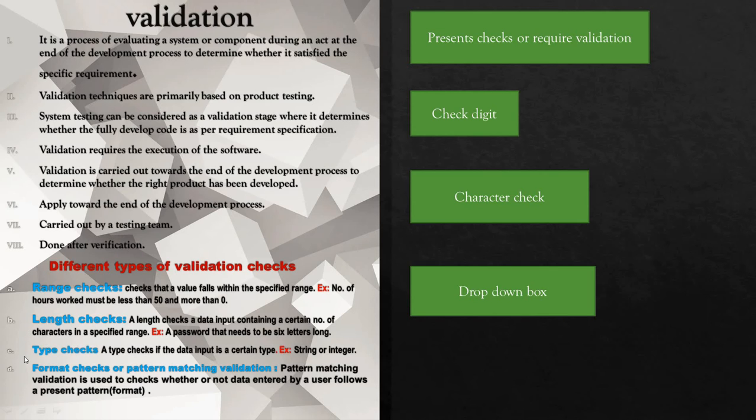Then type checks. A type check verifies that the data input is of a certain type, for example, a string or integer. Then format checks or pattern matching validation. Pattern matching validation is used to check whether or not data entered by a user follows a preset pattern. Then a presence check or required validation, check digit, character check, drop down box.